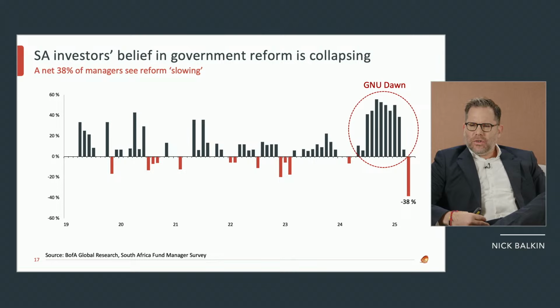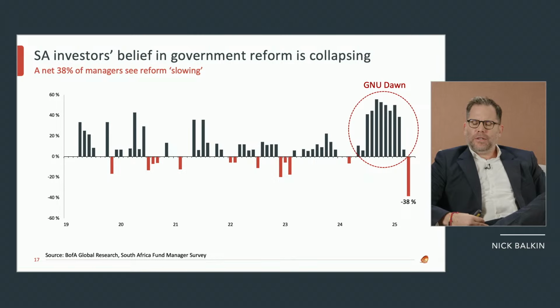And as you can see, the big circle showed that there was a huge amount of optimism as it came through, as the GNU was formed. But that recent budget definitely was a big wake-up call to SA investors. I think, interestingly, the global investors have actually not bought into the second rise of the GNU. They really fell for the Ramaphoria.